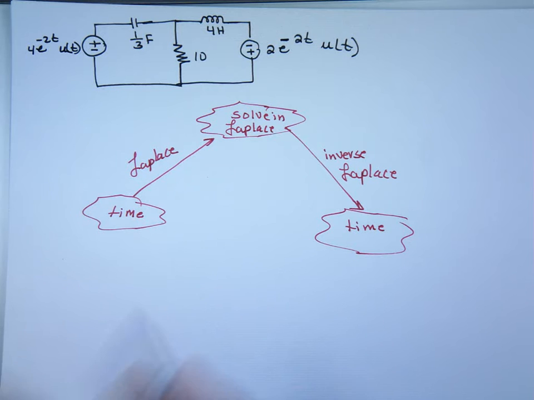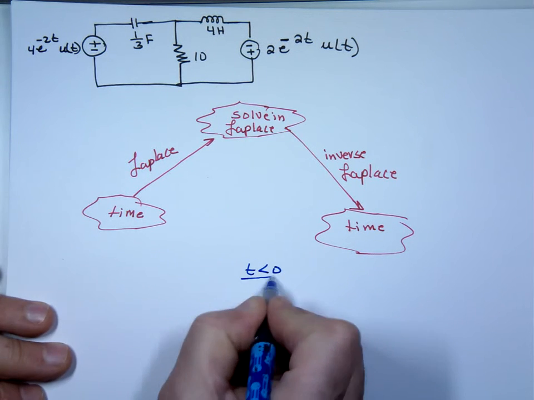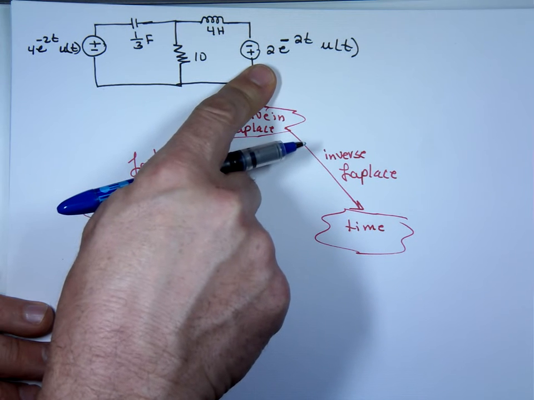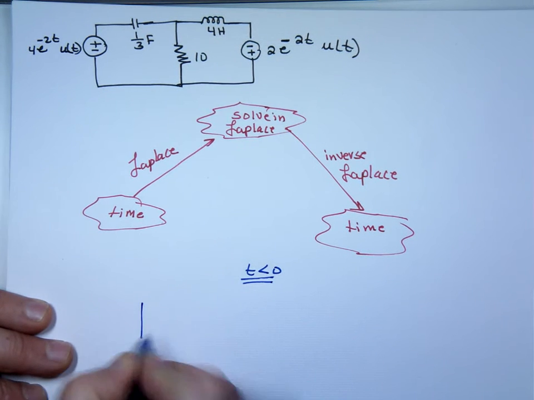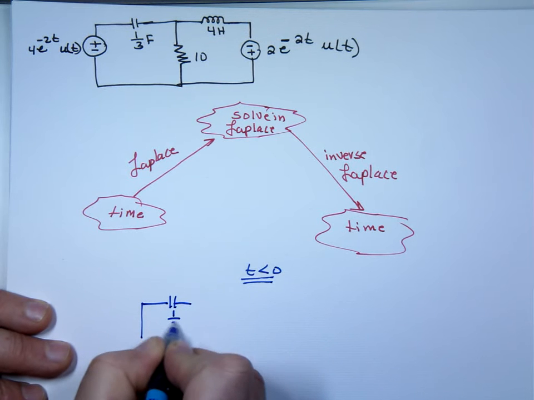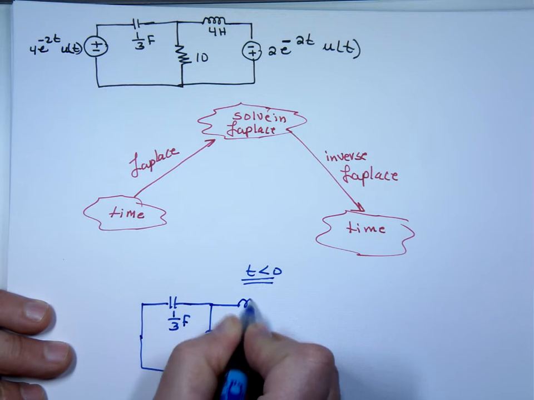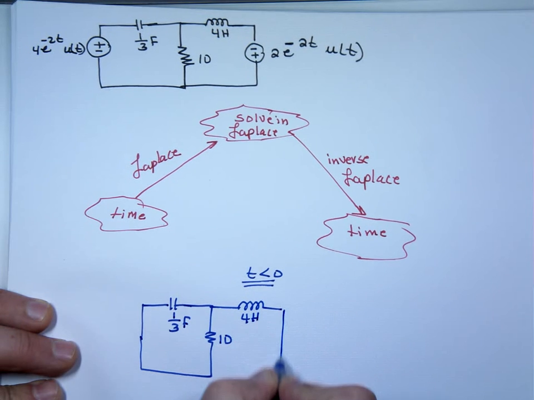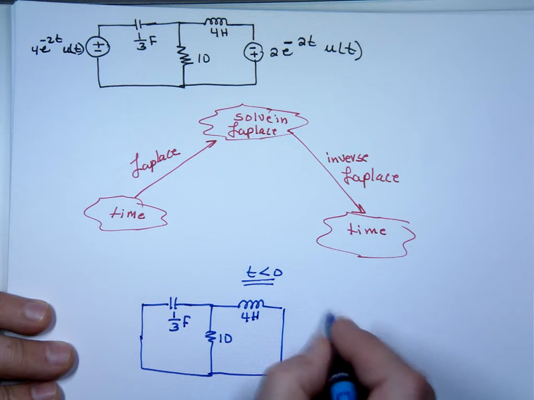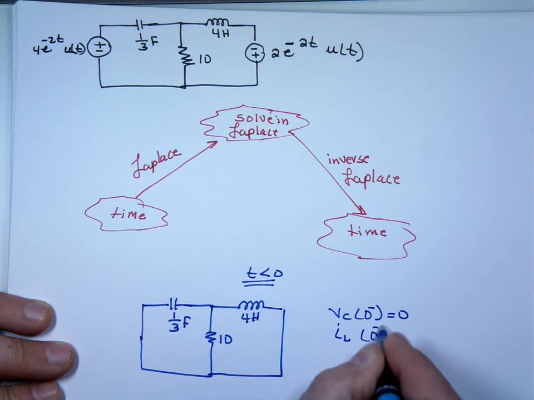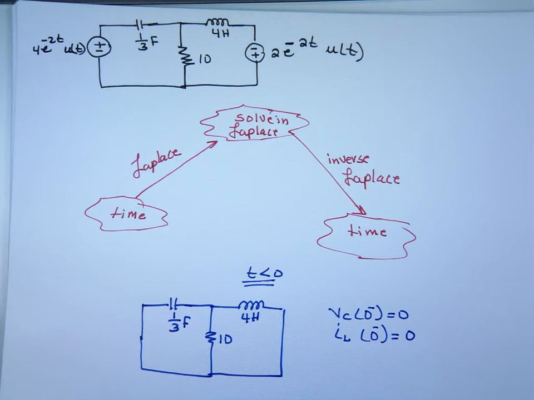So if we look at the circuit for t less than 0, this source is out. This does not kick in till t equals 0. So is that source. So you do not have any sources for t less than 0. This is what your circuit looks like. That means VC at 0 minus is equal to 0. I sub L at 0 minus is also equal to 0. That's the first thing.